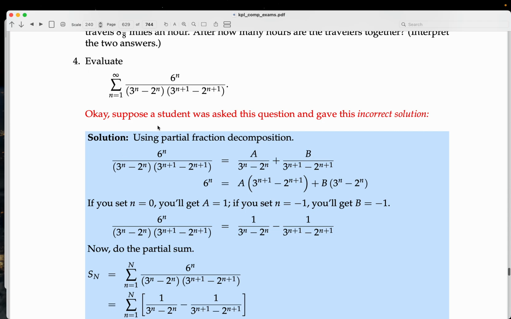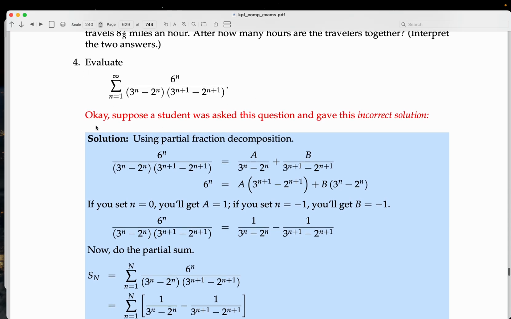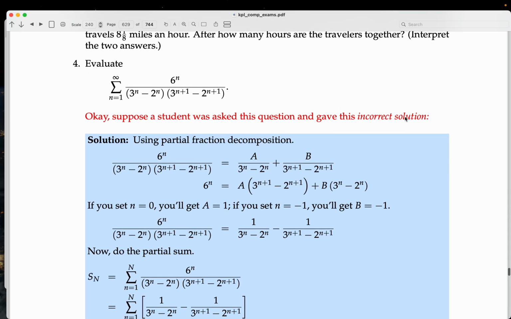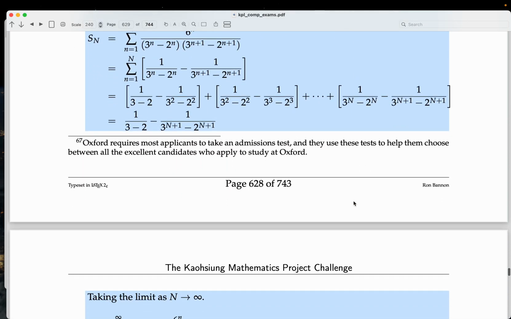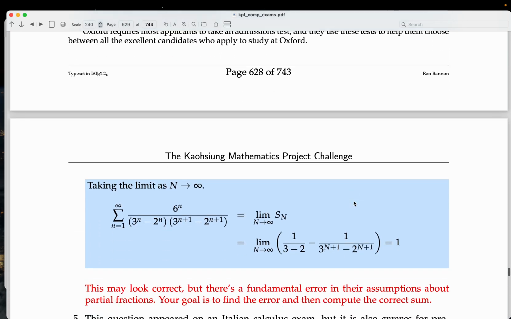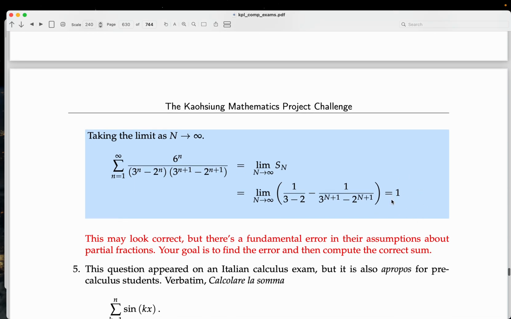Number 4, I want to point out there's a red thing over here. It says, suppose the student was asked this question and gave this incorrect solution. Right, so this is the question. It's an infinite sum. And they gave this solution to the problem, by the way. And certainly they typed it up and they submitted it. Very convincing argument. And they give a 1 over here.